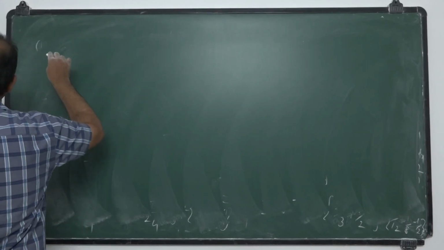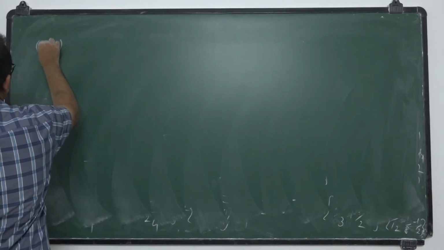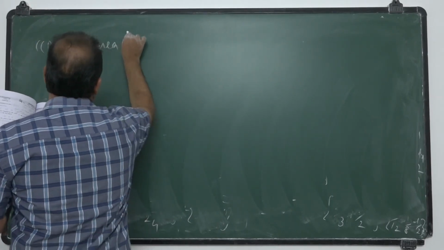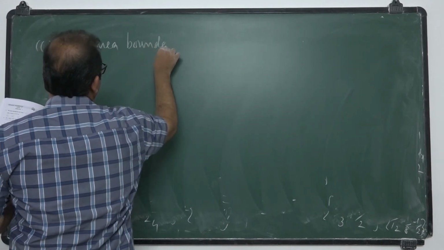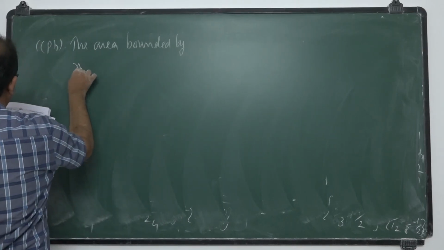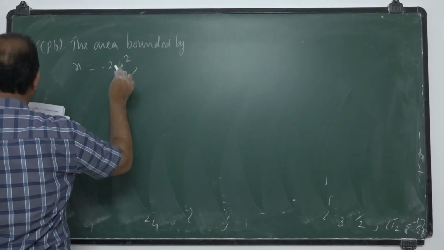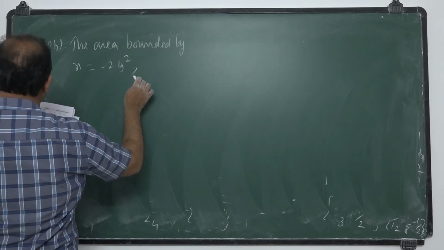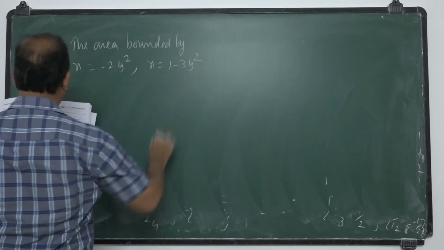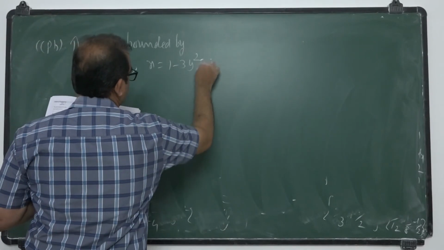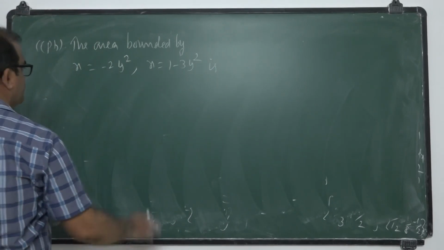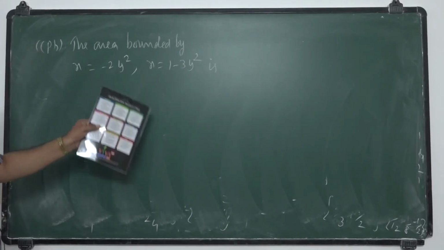Next, the area bounded by the curves x is equal to minus 2y square and x is equal to 1 minus 3y square is. Okay. Here two curves are given, limits are not given.